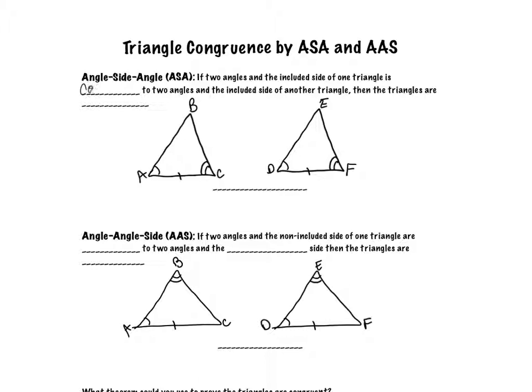So if it's congruent in one triangle to the corresponding sides in the other triangle, they're going to be congruent, right? So I have angle, side, angle, then angle, side, angle, right? That side has to be between the two angles. Write yourself this little note.